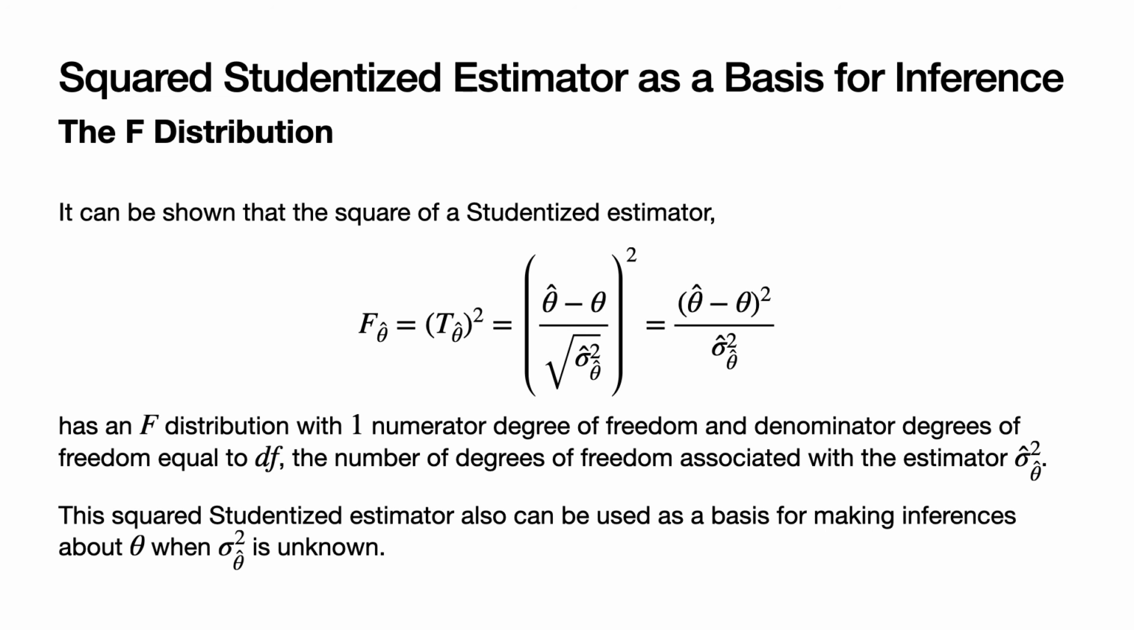That random variable, which we're going to denote by cap F sub theta hat, can be shown to have an F distribution with one numerator degree of freedom and denominator degrees of freedom equal to df, where df is the number of degrees of freedom associated with the estimator sigma hat squared sub theta hat. This squared studentized estimator can also be used as a basis for making inferences about theta when the variance of theta hat, sigma squared sub theta hat, is unknown.